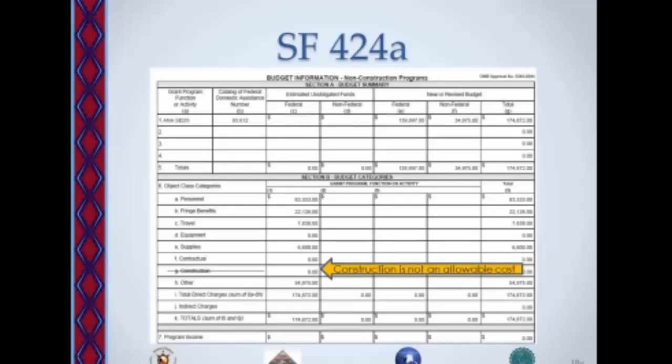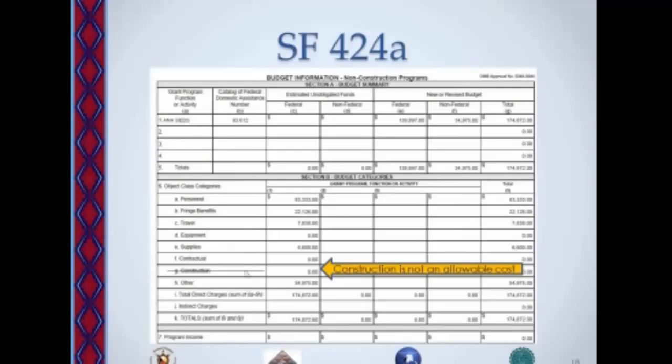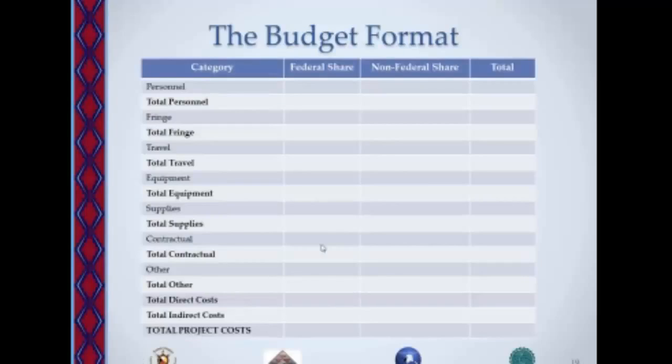So let's look at how you take this and turn it into a line item budget. This is a budget format, and on your screen, just like on that 424A, under the category, all of these categories are the same categories that are listed right here. But you've added columns. There's a column for your federal share. What are you asking ANA for? There's a column for your non-federal share. The non-federal share is the 20% required for the project. And lastly, there's a column that shows the project totals.